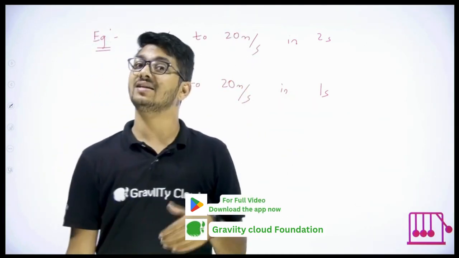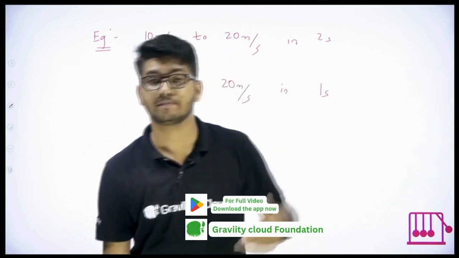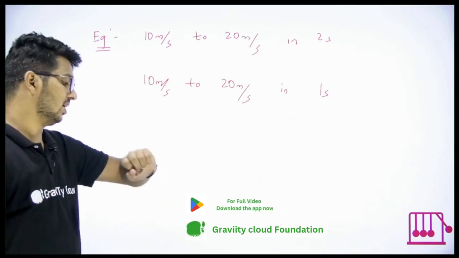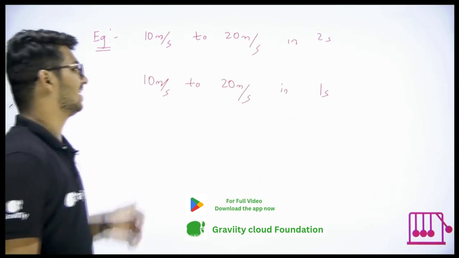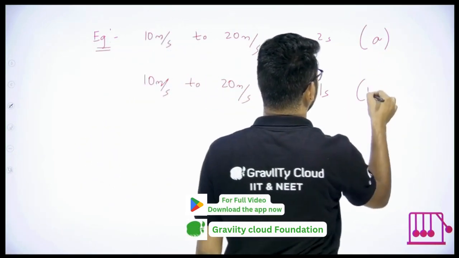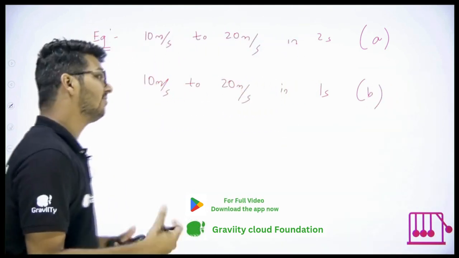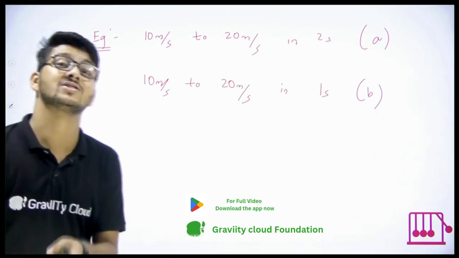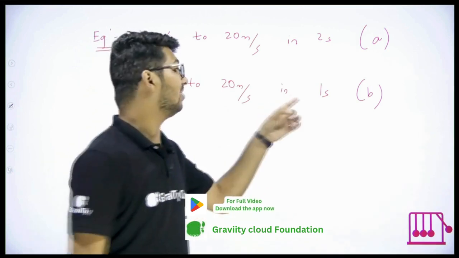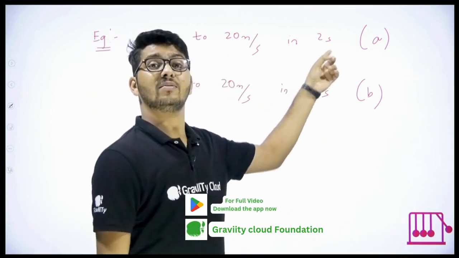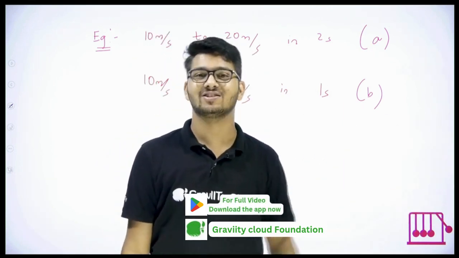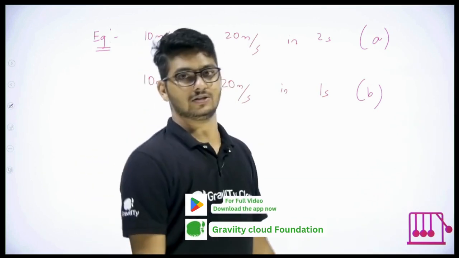So in which case did the speed change fast? In case 1 or case 2? Let's call this case A and this case B. When we say fast, lesser time will mean faster. See here, 10 meter per second to 20 meter per second in only 1 second. Here it took more time, here it took less time. Taking less time will mean it is changing fast. Yes or no? Changing fast.